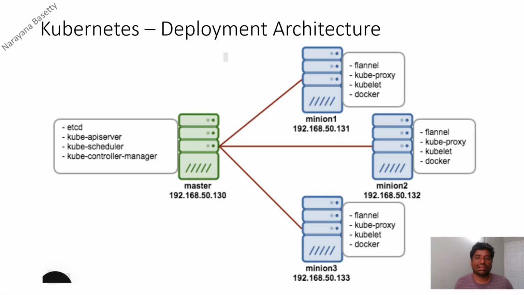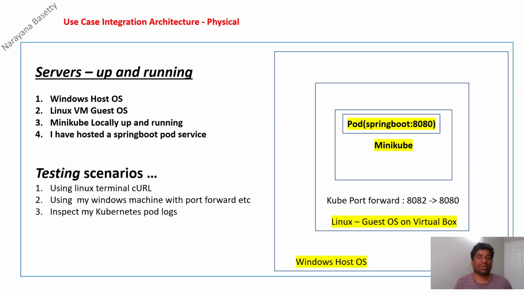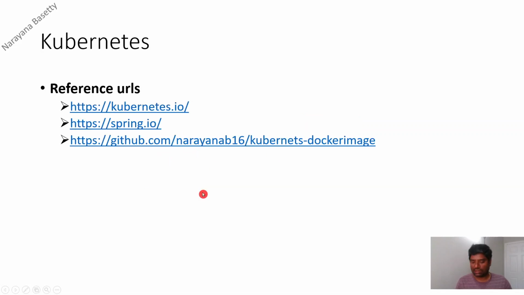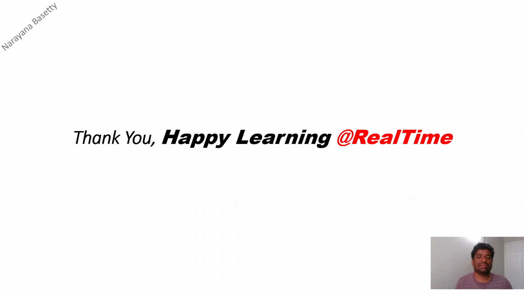We will see the demonstration. This is a typical Kubernetes deployment where we are running a master node and slave nodes. Slave nodes basically host the pods and the associated services. So in my machine I am running this, and also 8082 to 80, 8084 to 80. Here I did not write that. So this is a Docker public registry image access, with Kubernetes locally up and running. That is Minikube and Java developers. So these are the help links.